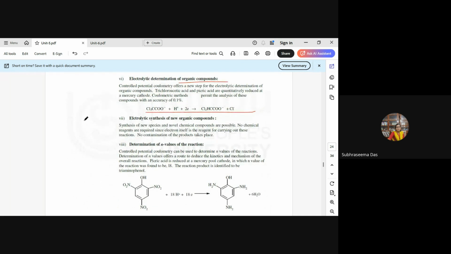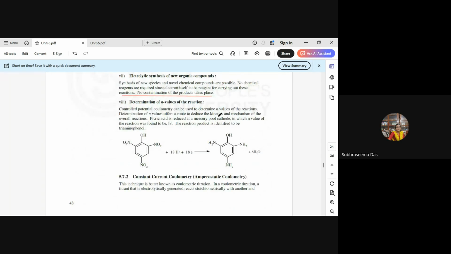Electrolytic synthesis of new organic compounds: synthesis of new species and novel chemical compounds is possible. No chemical reagents are required since the electron itself is the reagent for carrying out these reactions. No contamination of the products takes place. Then, determination of n values of the reaction. Controlled potential coulometry can be used to determine the n values of the reactions. Determination of n values offers a route to deduce the kinetics and mechanism of the overall reactions.